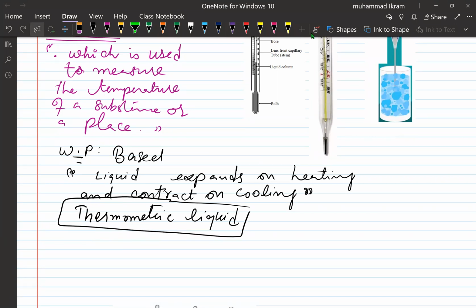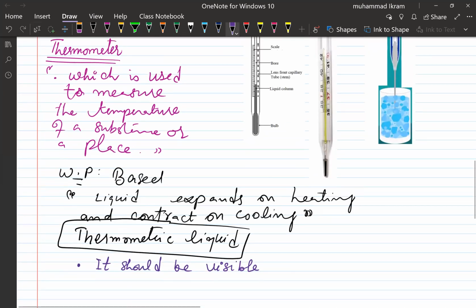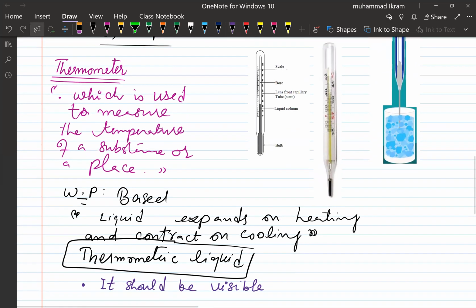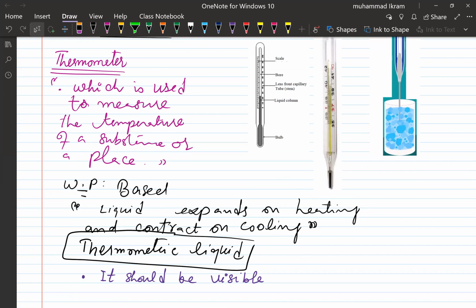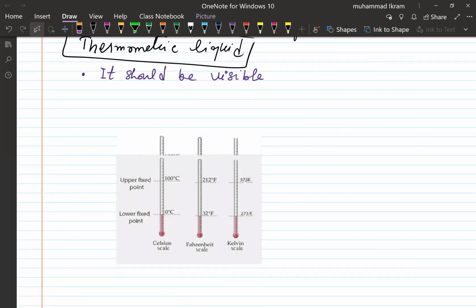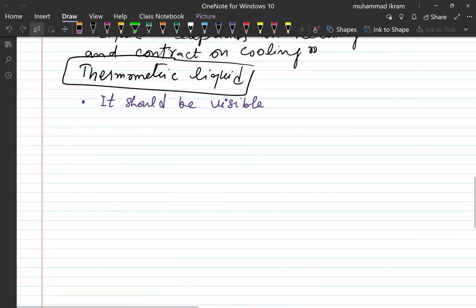First of all, it should be visible so that we can see it when we take a reading. A liquid which is not visible will create problems for us. We wouldn't be able to find the exact reading. So the first point is that the liquid must be visible.